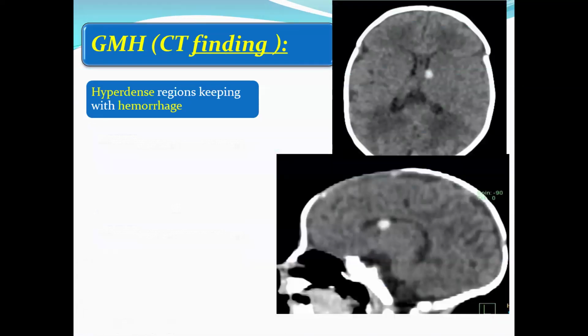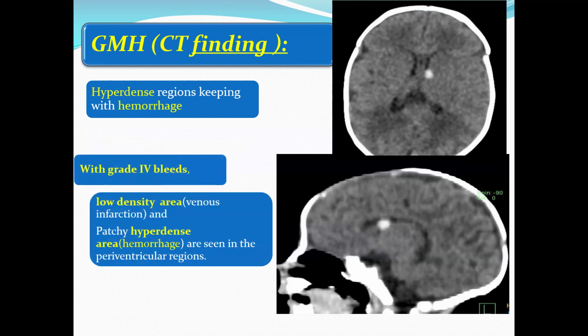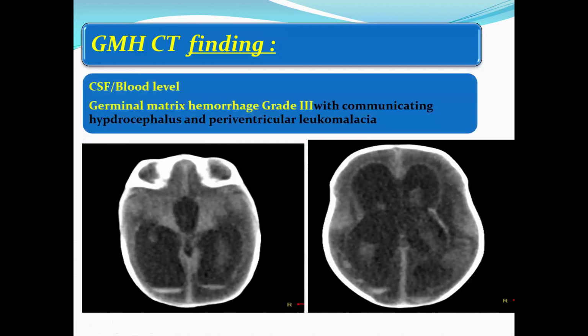By CT, there is a hyperdense region, keeping with hemorrhage. And in grade 4, we may find low density areas which represent venous infarction and hyperdense areas which represent hemorrhage. This is a case of non-contrast CT brain. We have periventricular hemorrhage and marked dilatation of the ventricular system, and we have a CSF blood level. So we have grade 3 germinal matrix hemorrhage.